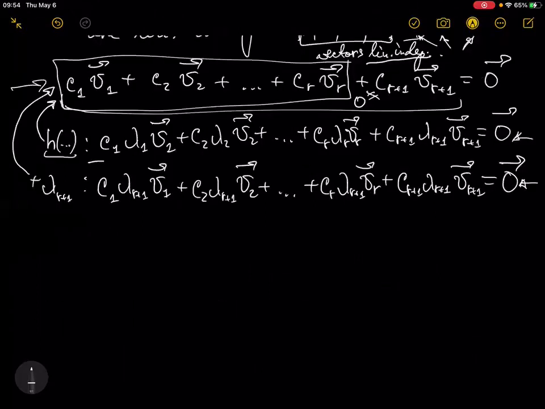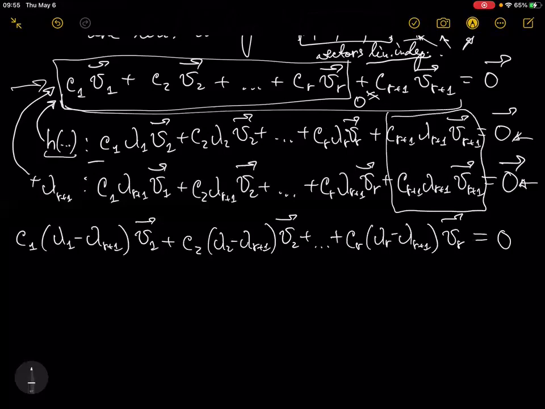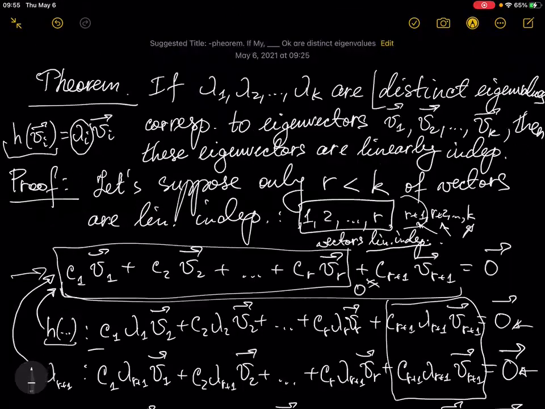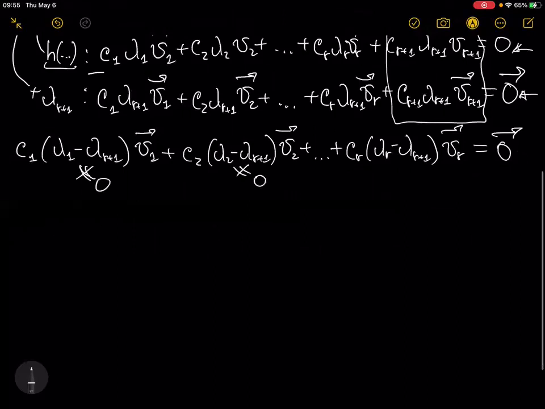Okay, now let me subtract the second expression from the first one. Then I'm getting C1 (lambda 1 minus lambda R plus 1) V1 plus C2 (lambda 2 minus lambda R plus 1) V2 plus, and so on, plus CR (lambda R minus lambda R plus 1) VR, and these will cancel, right? So this has to be equal to 0. So pay attention that because we started from the fact that eigenvalues are distinct, right? Then this is not equal to 0, this is not equal to 0, and so on, and all these are not equal to 0 because eigenvalues are distinct.